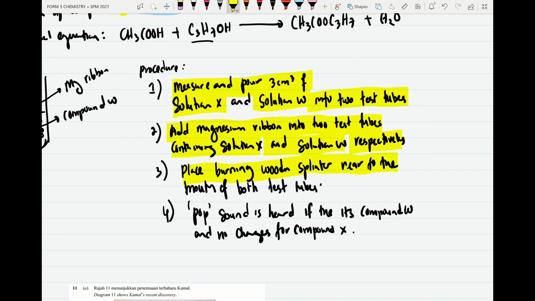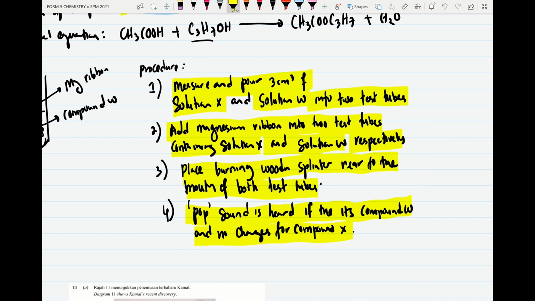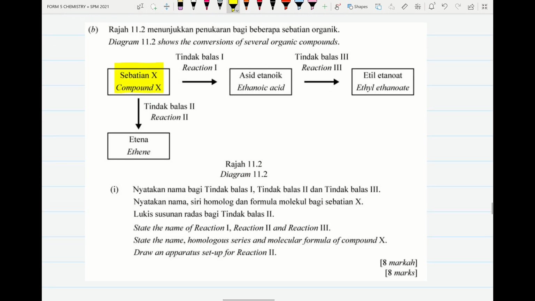Place a burning wooden splinter near the mouth of both test tubes. A pop sound is heard if it is compound W, and there is no change if it is compound X. To answer this question, please check compound X.